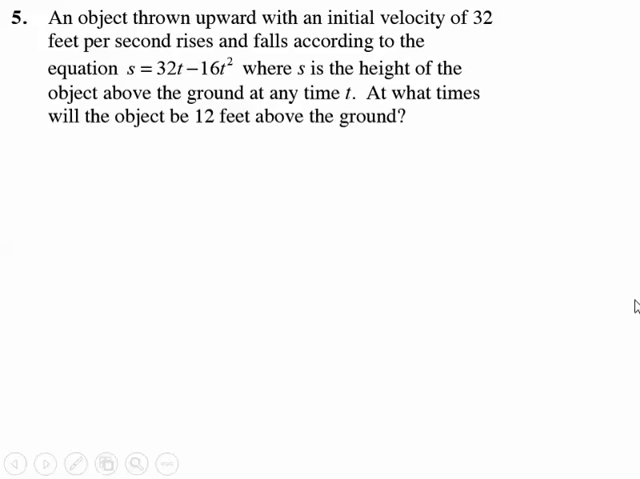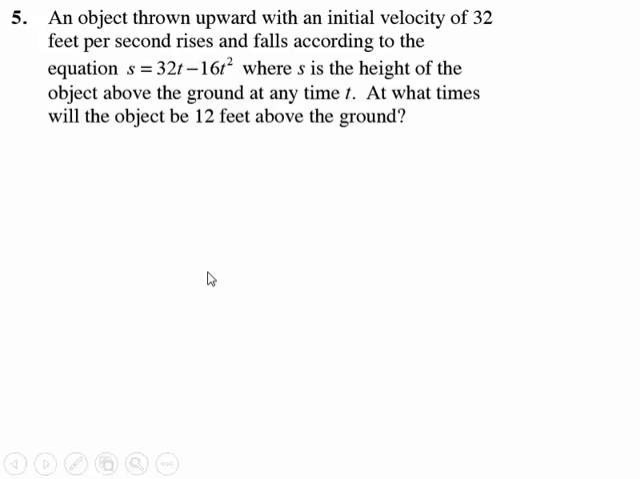Let's just do one of these here. There's a 5 and 6 here. Let's just do 5. I want to show you a little extra something, which happens in both of them. So, an object thrown up in the air, initial velocity is 32 feet per second. Maybe like a soccer ball or something. That probably sounds like a soccer ball here.